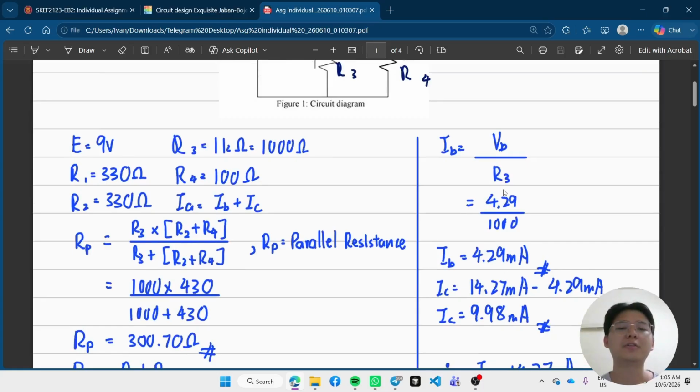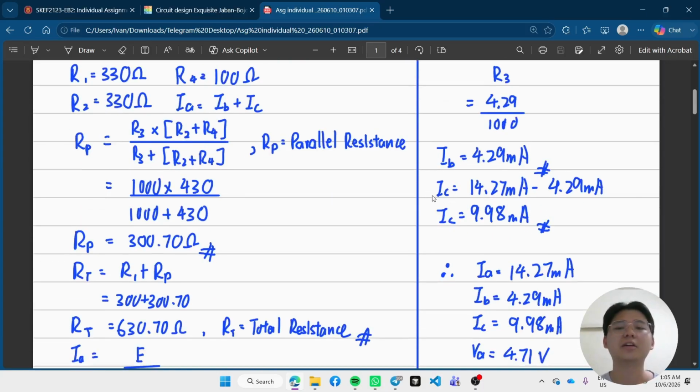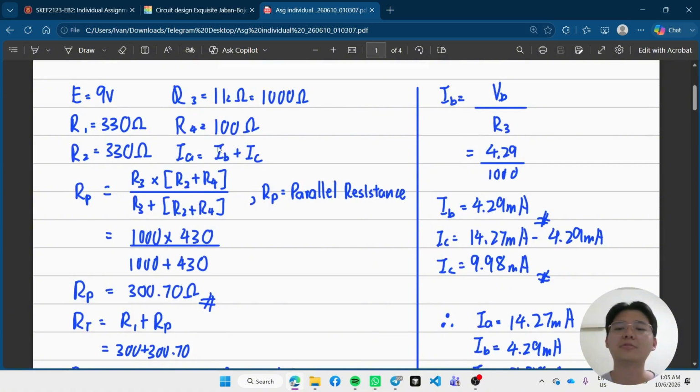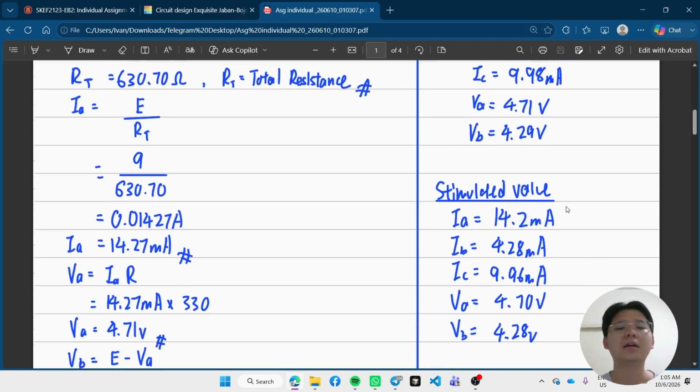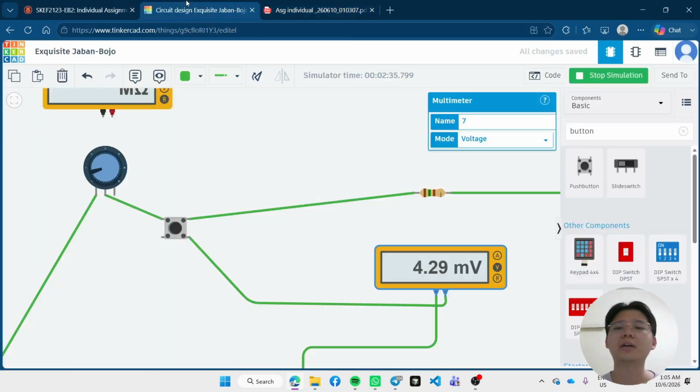So we use V equal to IR, and for C, IA is equal to IB plus IC. So we can use this formula to get the item. So this is our manual calculation, and our simulation value you can see here.